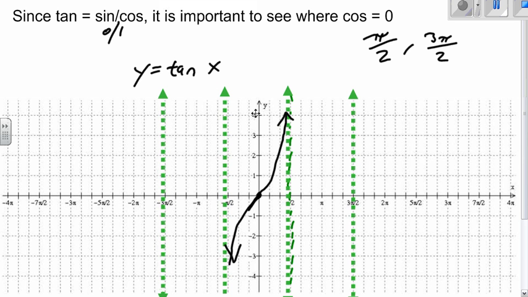So it's important to notice that tangent has a shorter period than sine and cosine because it only goes from negative pi over 2 to positive pi over 2, which is just pi for the period. And it would repeat all of these intervals, crossing through pi because that's when sine is 0. But it has asymptotes at all of the halves.